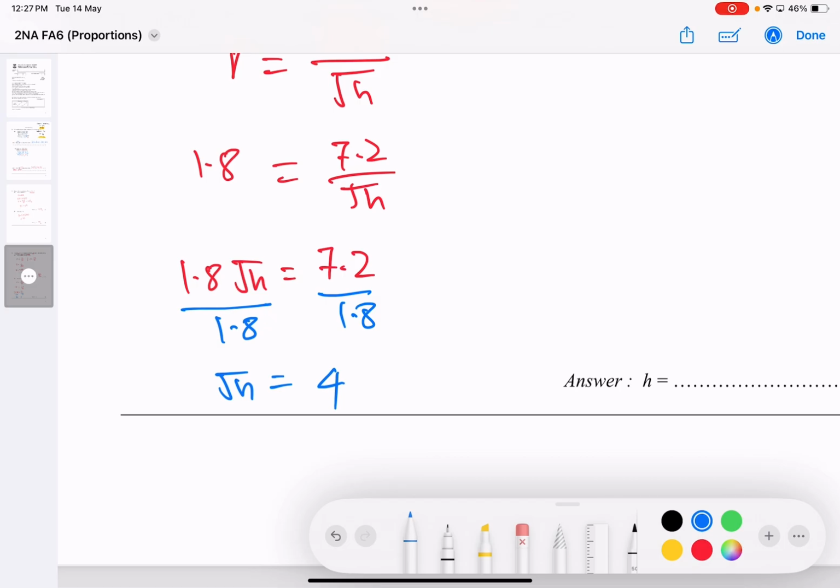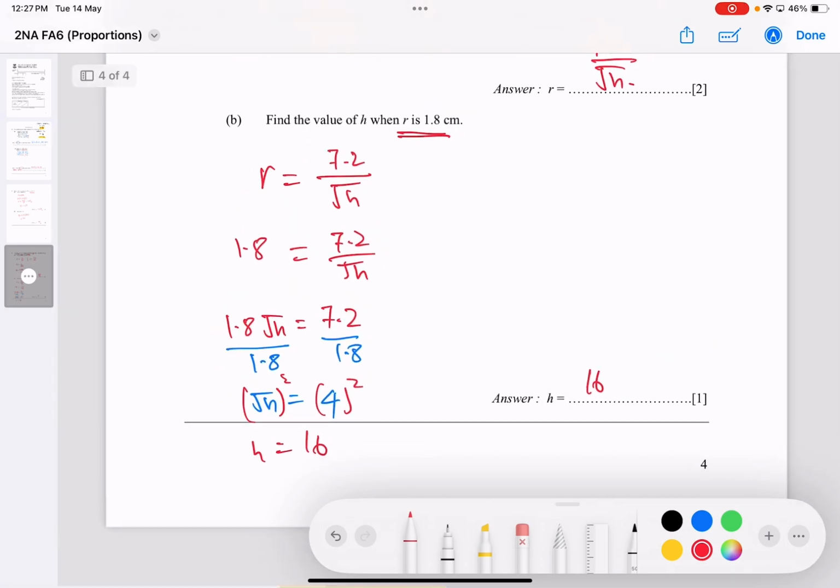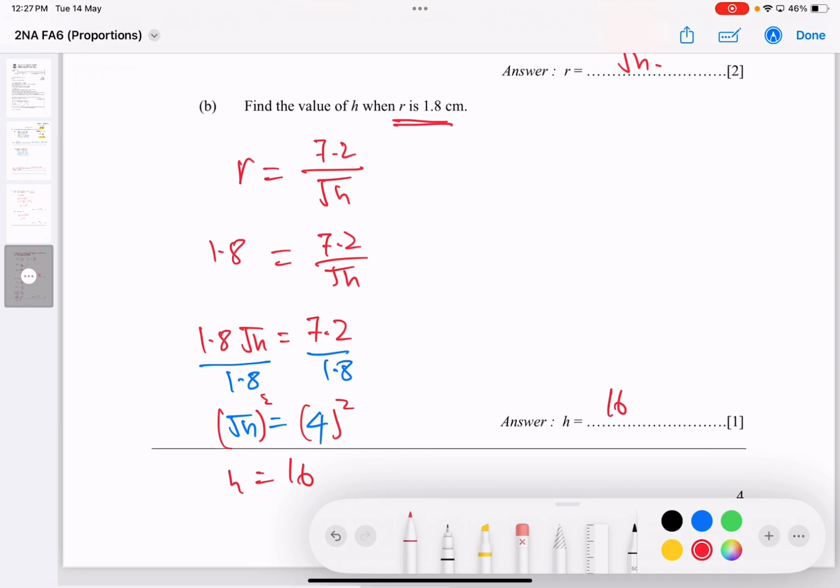And then remember last week I told you how do you get rid of the square root sign? Square both sides, that's good. Square both sides. H is 16. Okay.